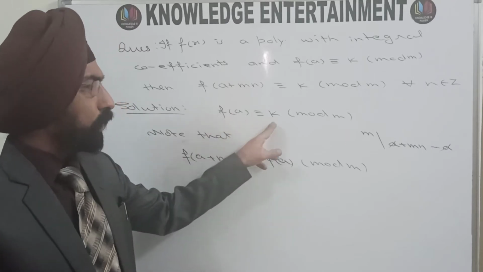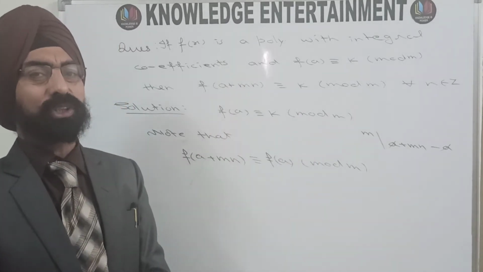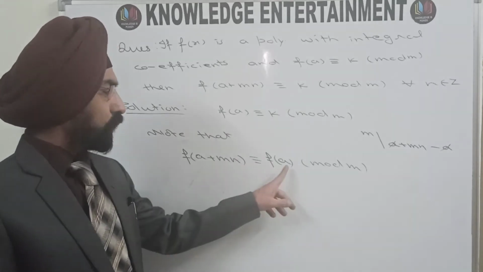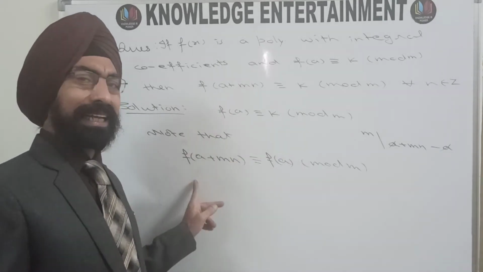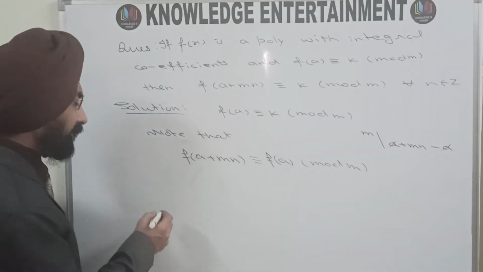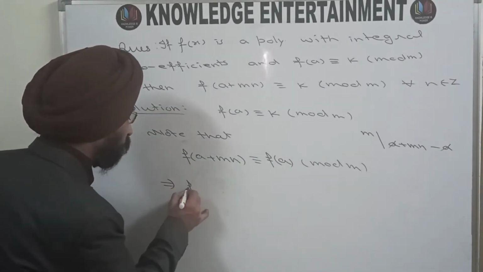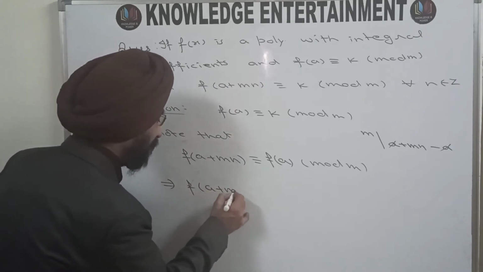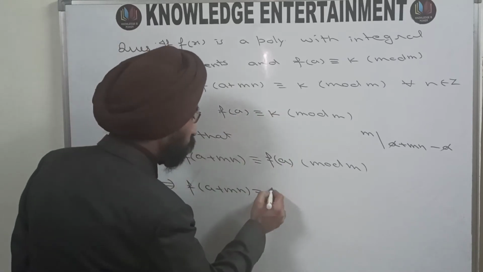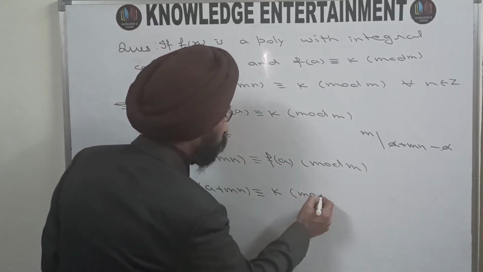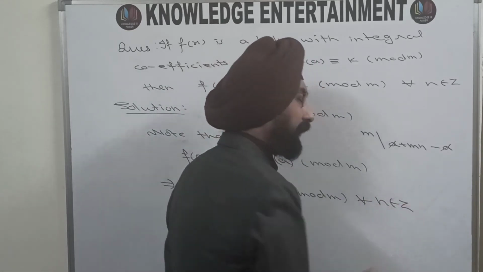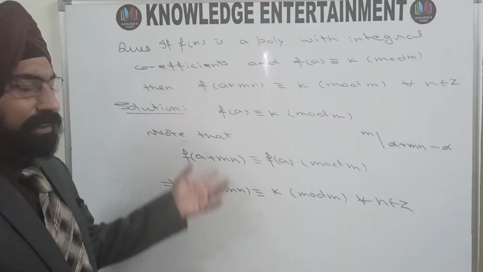this f of a is congruent to k modulo m, and we know that the relation of congruences is a transitive relation. If a is congruent to b and b is congruent to c, then a is also congruent to c directly. So using the transitivity of congruences relation, you can directly write now f of a plus mn is congruent to f of a, and f of a is congruent to k, so this is congruent to k modulo m, and it is true for every n belonging to the set of integers. So this was an easy result.